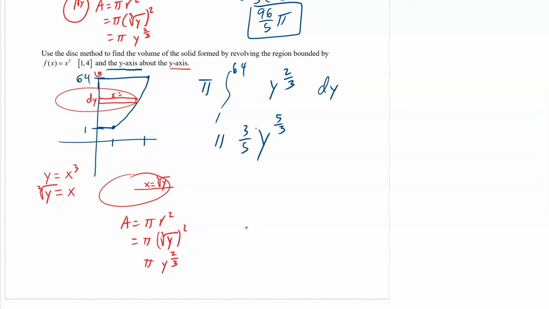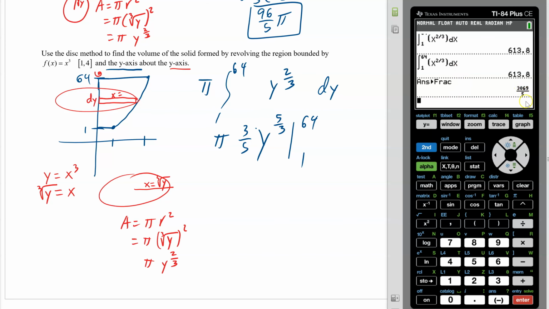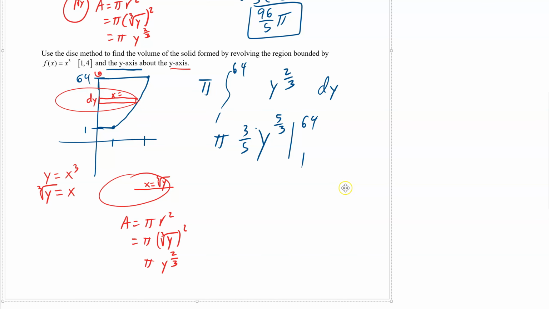We flip it, putting in the pi, 64, and 1. And so let's check our calculator to see if it gives us an exact answer. And it does. So we're going to get 3069 over 5 with a pi. So 3069 over 5 pi.